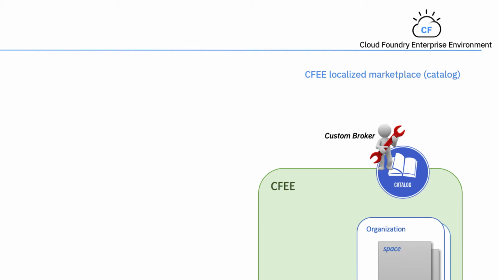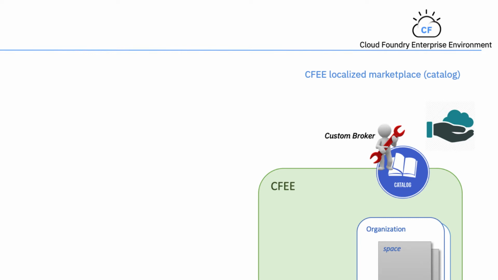Initially, these services are marked private. You could then use the Service Access Cloud Foundry facilities to make service plans public or available to specific organizations. Once a service plan is visible in the marketplace, a user could then create a new service instance.